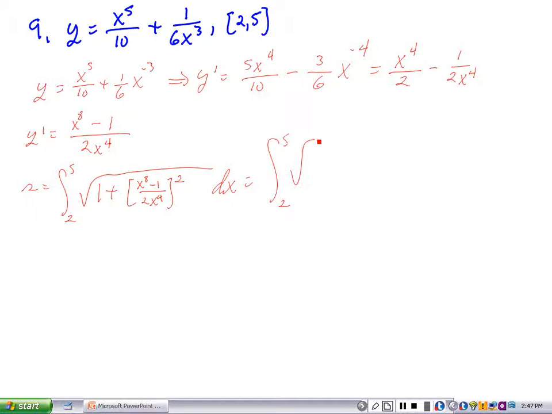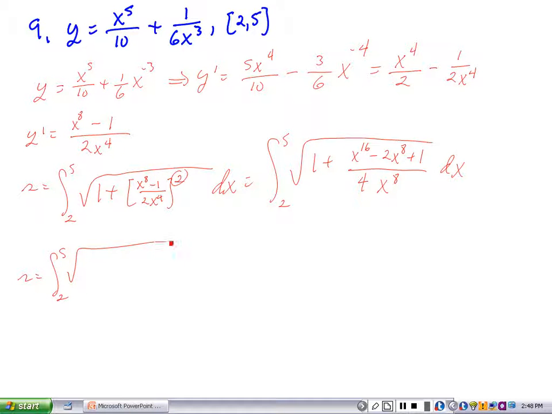2 to the 5th. We got the square root. It's pretty big. So 1 plus, we just FOIL the top. So this is x to the 16 minus 2x to the 8 plus 1 all over 4x. We're squaring everything here, right? So this is 4x to the 8 dx. Keep on simplifying. The integral from 2 to 5, the square root.